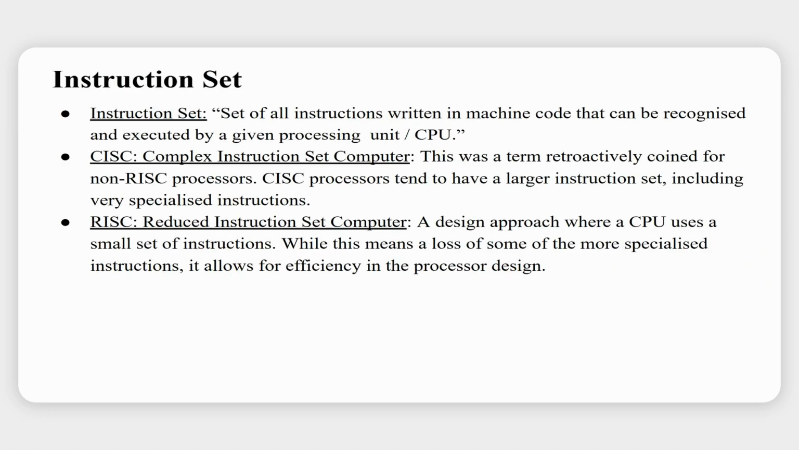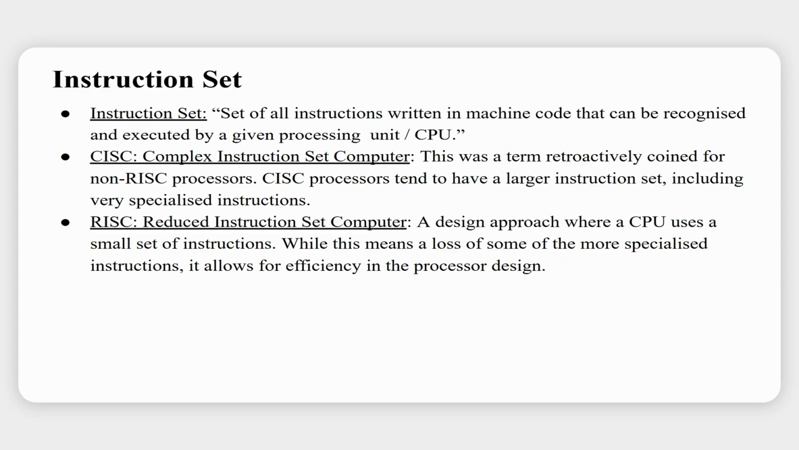An instruction set of all instructions is written in machine code so that it can be recognized and executed by the given processing unit, or CPU. CISC is very common, and CISC is a complex instruction set computer. This was the term coined for non-RISC processors. CISC processors tend to have a larger instruction set, including very specialized instructions.